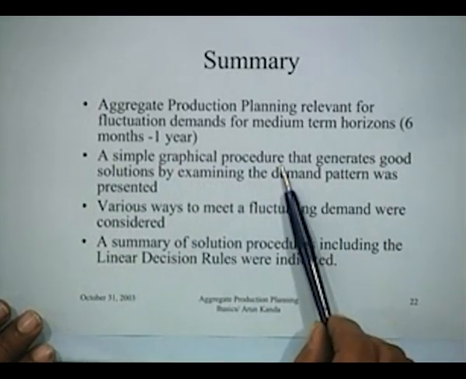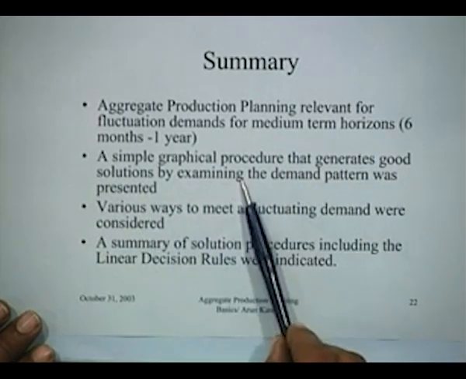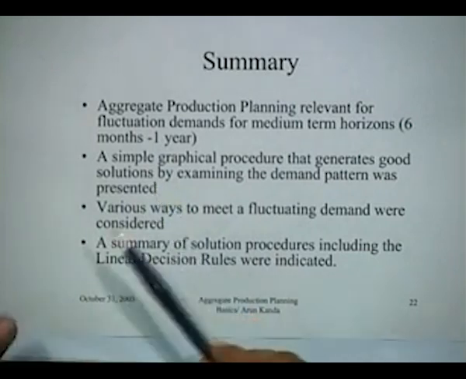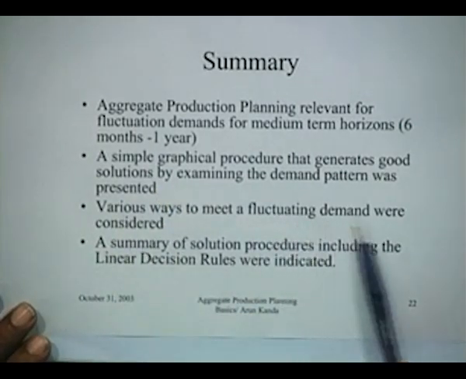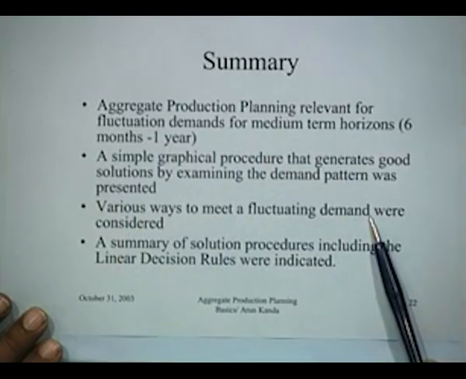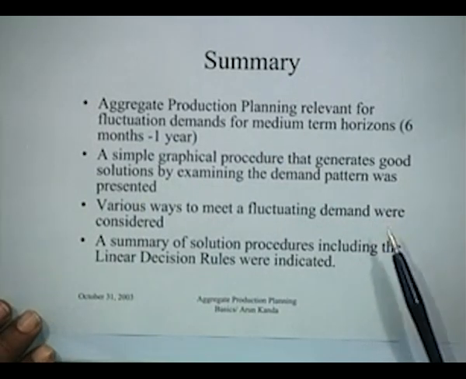A simple graphical procedure that generates good solutions by examining the demand pattern was presented. It was simple in the sense that you could pose a procedure and then just find out the cost of that procedure. And there could be various ways to meet a fluctuating demand: through hiring, firing, storing inventories, shortages, back orders, etc. We saw that there were a variety of ways. In fact, the very fact that there are a variety of ways is why the optimization problem is so intense. You have to find out the best way.